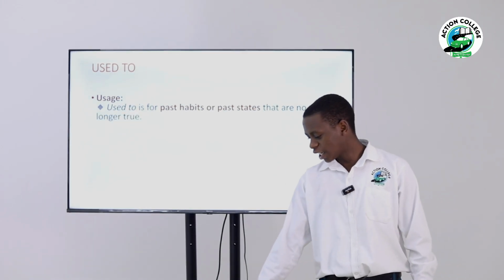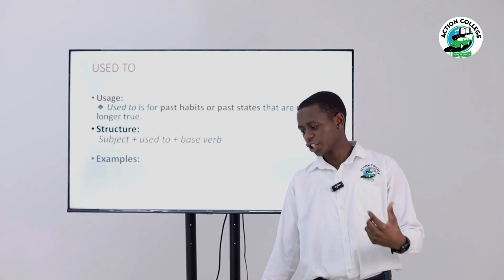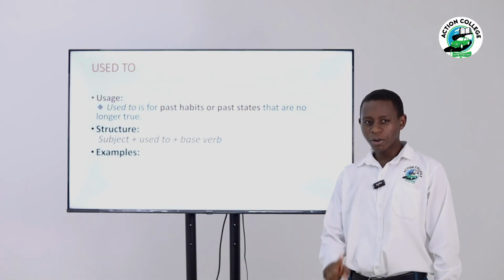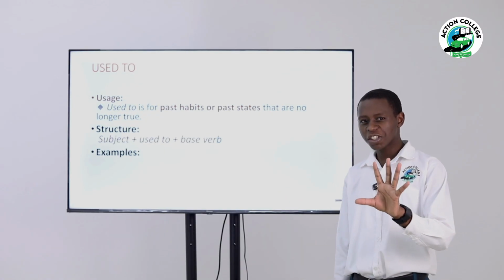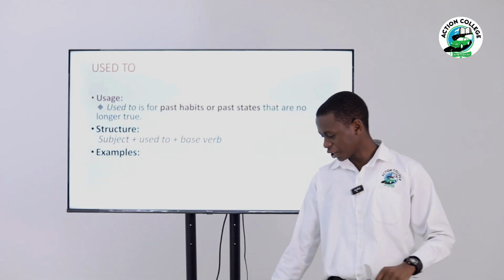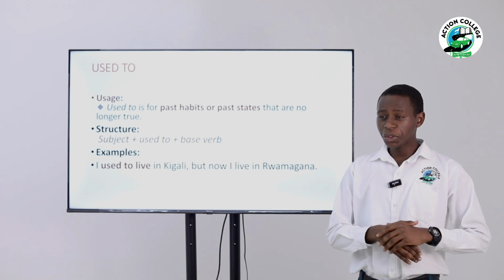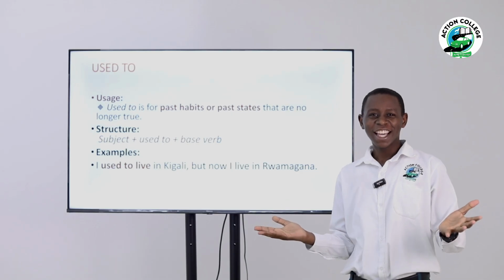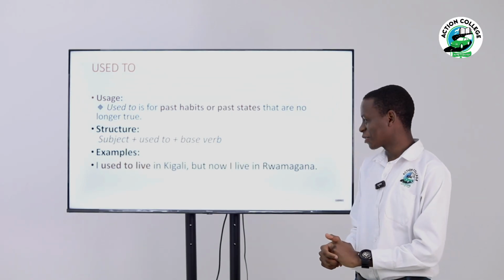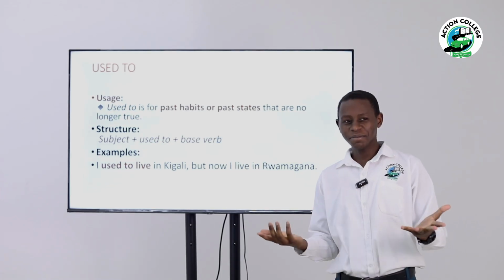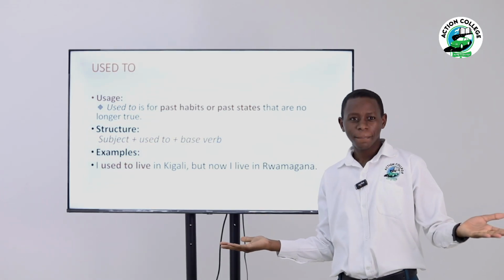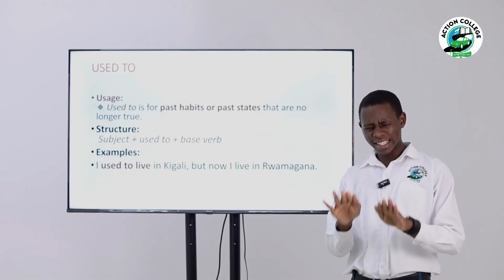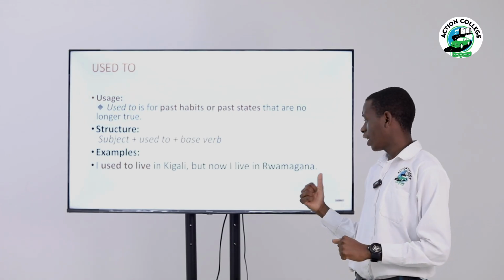For example, you can use it with this structure. You can just say subject, used to plus base verb. So from today, you're going to see how we are going to create a good sentence using used to. First, for example, I can say, I used to live in Kigali, but now I live in Rwamagana. So this is an example of Rwanda, but you can say also, I used to live in America, but now I am living in maybe Congo. It depends. So now you can say I used to live, meaning that this is a state, but you are no longer there in Kigali. You are now in Rwamagana.